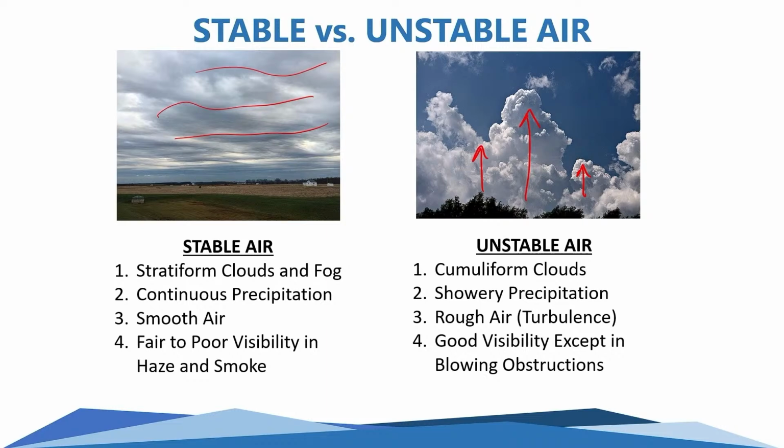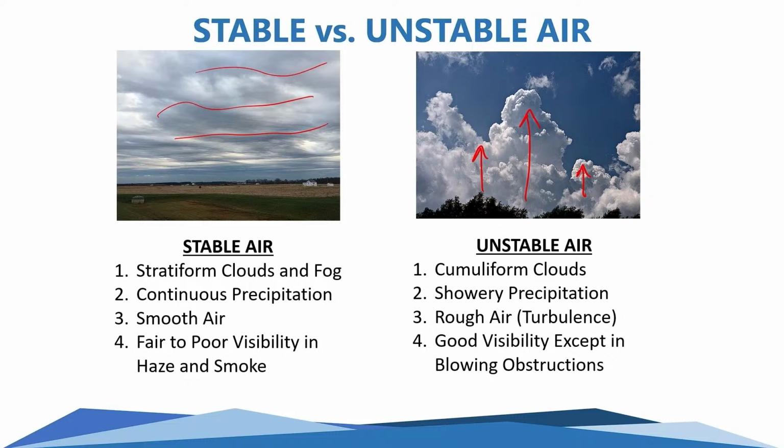So the characteristics of stable air are as follows. Keep in mind, these are just generalizations, but there are 8 different test questions. What you'll see in the test questions is what is a characteristic of stable air or what is a characteristic of unstable air. And of course, they'll give you two incorrect answers and 1 correct answer. The characteristics of stable air are stratiform clouds and fog, continuous precipitation, smooth air, which means there's no turbulence, and fair to poor visibility in haze and smoke.